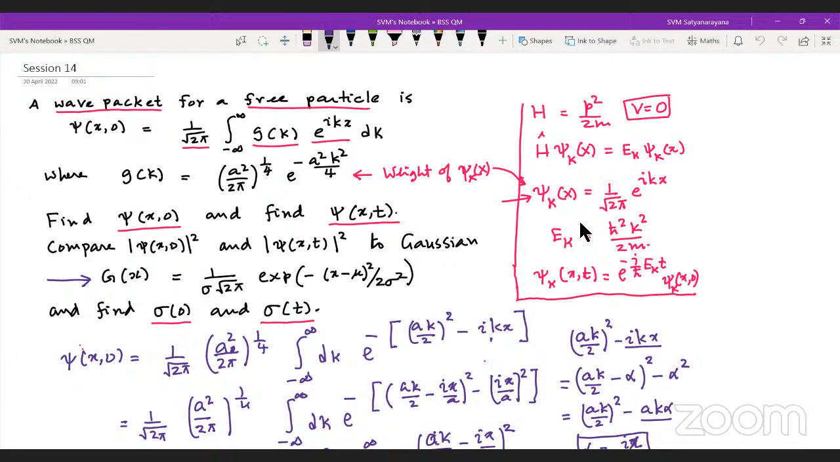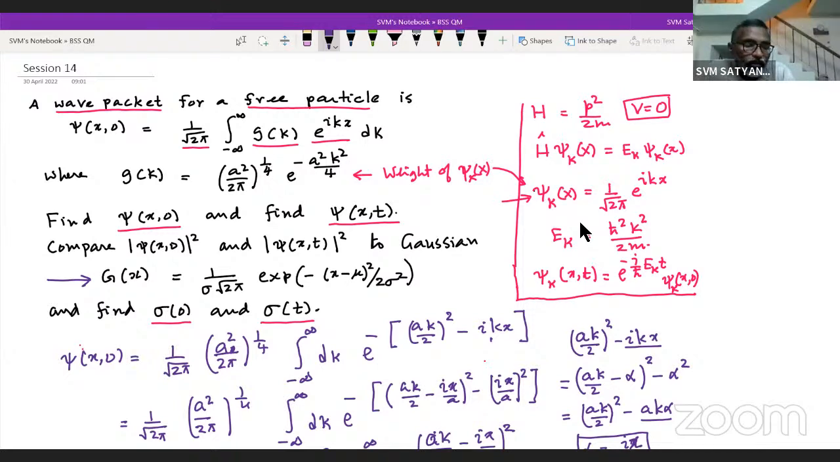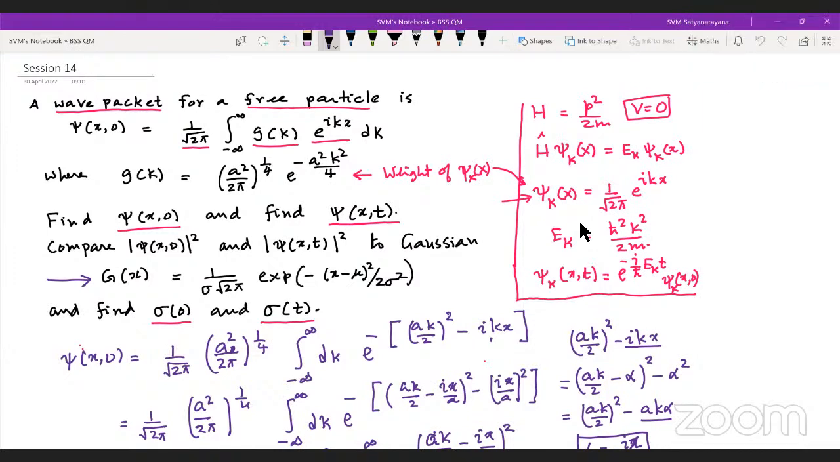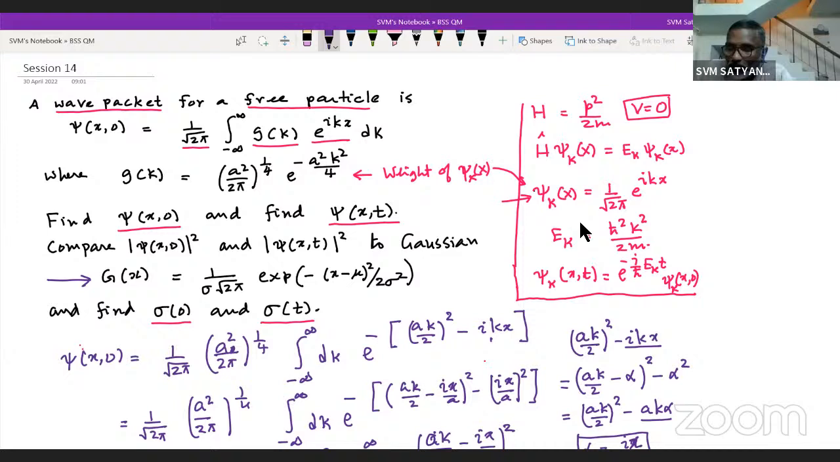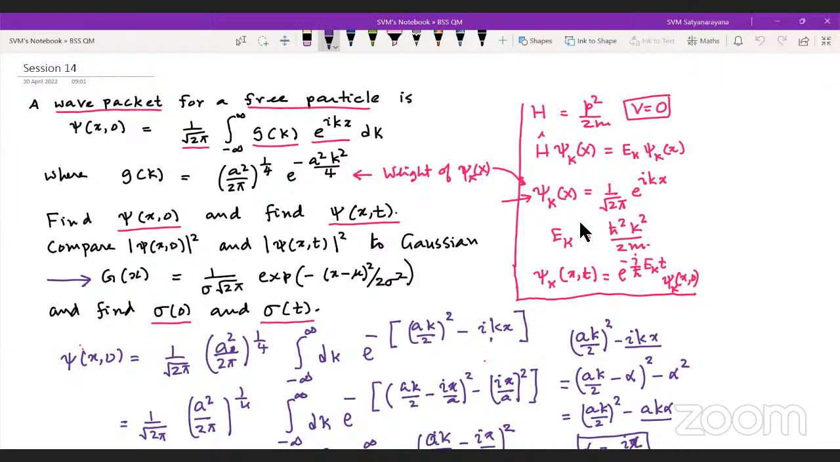But this is a one-dimensional problem. See, a one-dimensional problem has no degeneracy only for bound states. Yes, sir. But this is not a bound state. No, this is just a traveling state. Yes, sir, understood.